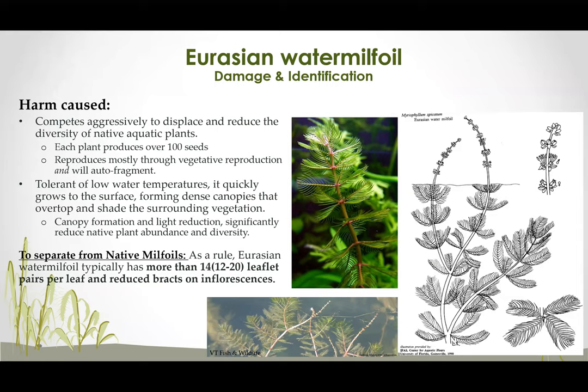So to separate it from native milfoils, as a rule, the Eurasian has more than 14 leaflet pairs per leaf and reduced bracts on the inflorescence. So not as many branches on the inflorescence, but the 14 leaflet pairs they're referring to are these pairs here on the leaflet. So there's going to be more than 14. And then the small yellow four-parted flowers, which you can faintly see in this line drawing, rise above the surface of the water from the terminal spike. And the male and female flowers can be found on the same inflorescence as pictured here.